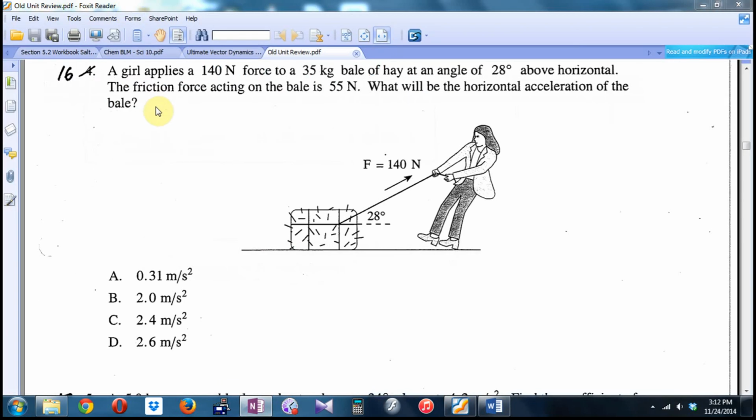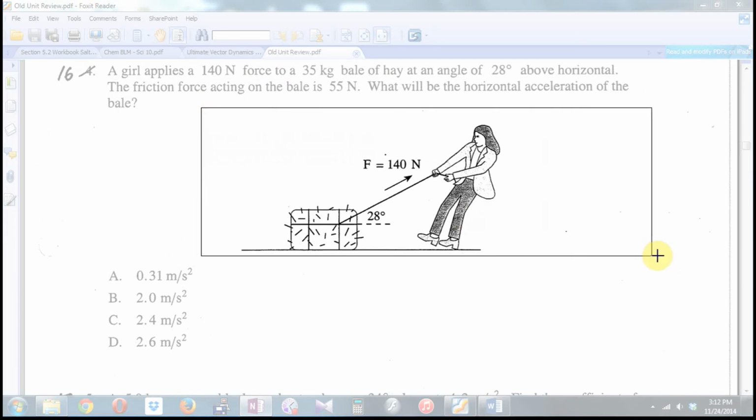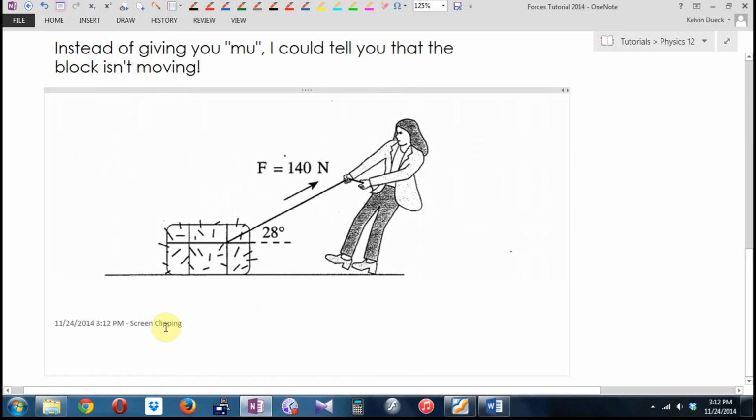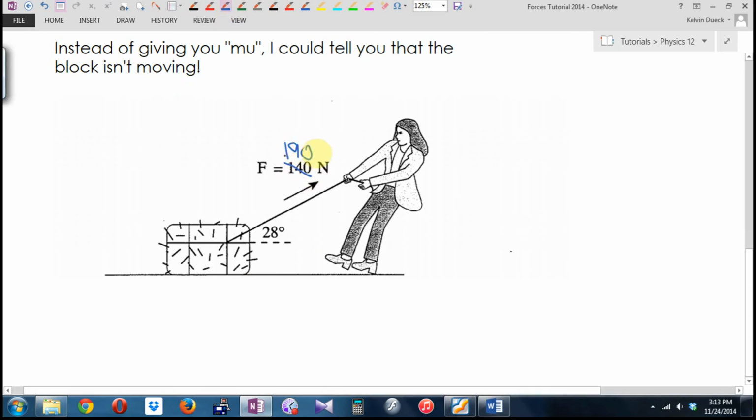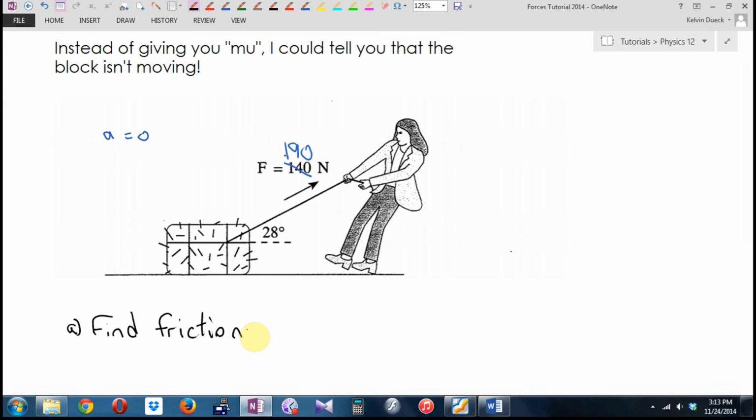So let's take this question here. Oh, heck, let's make it 190 newtons. And if I tell you, okay, friction equals what times what? Why won't that work here?